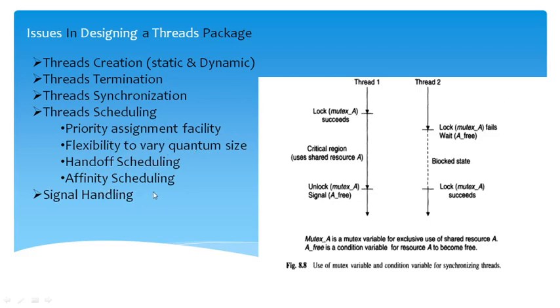And the next is affinity scheduling. This scheduling policy will be used for better performance of a multiprocessor system, and this is nothing but affinity scheduling. What we will do in this scheme is a thread is scheduled on the CPU where its last run took place, so part of its address space will still be in the CPU's cache. That is affinity scheduling. And the next is the signal handling issue.